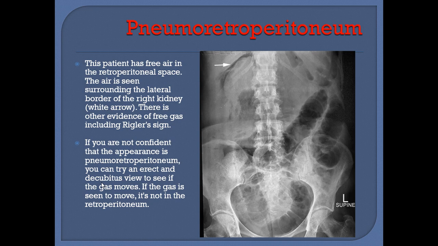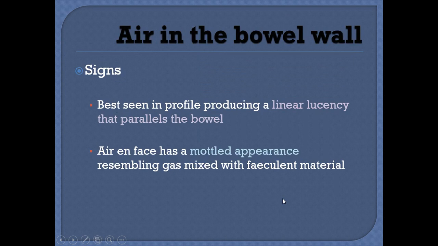Pneumoperitoneum. In the retroperitoneal space, you can see free air outlining the right kidney, and other regular signs. Here the bowel wall is seen in profile, producing a linear lucency that parallels the bowel, and air in feces has a mottled appearance, resembling gas mixed with feculent material.